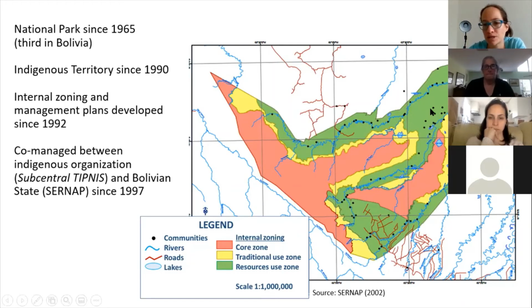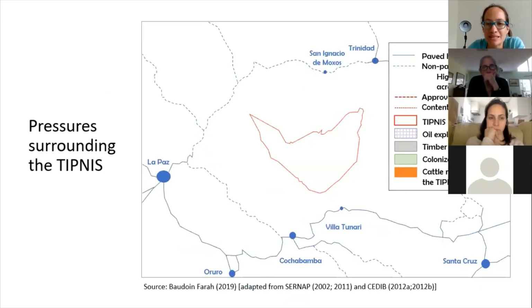There are cattle ranches inside and all around the TIPNIS, and that's one of the oldest pressures that the area has faced, because all of those floodable areas have a lot of natural grasslands, and parts of it are very good for cattle ranching, and there are huge cattle owners in the area that want to gain access to the park.